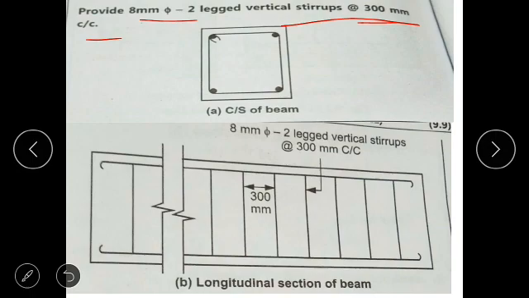Okay, so this is a cross section of the beam and this is a longitudinal section of the beam. Our spacing is 300 mm and we use 8 mm diameter two-legged vertical stirrups at 300 mm center to center. Okay, so in today's lecture we solved two numerical examples to design shear reinforcement.